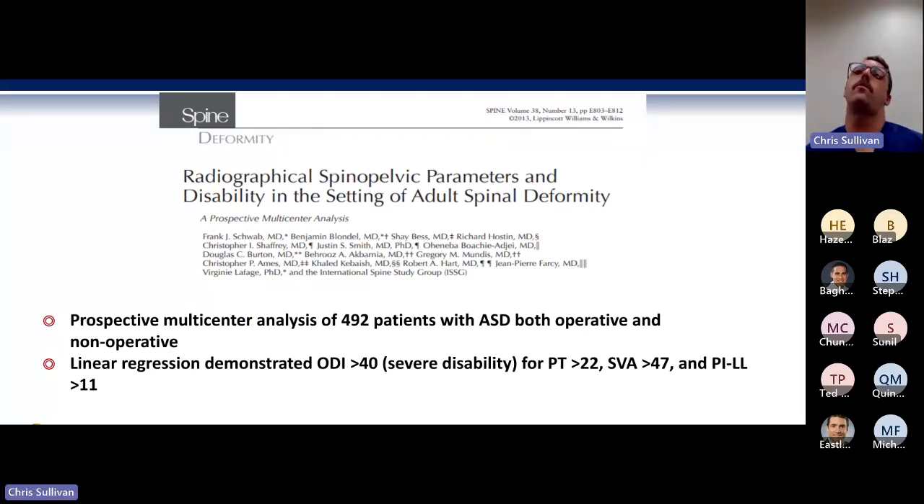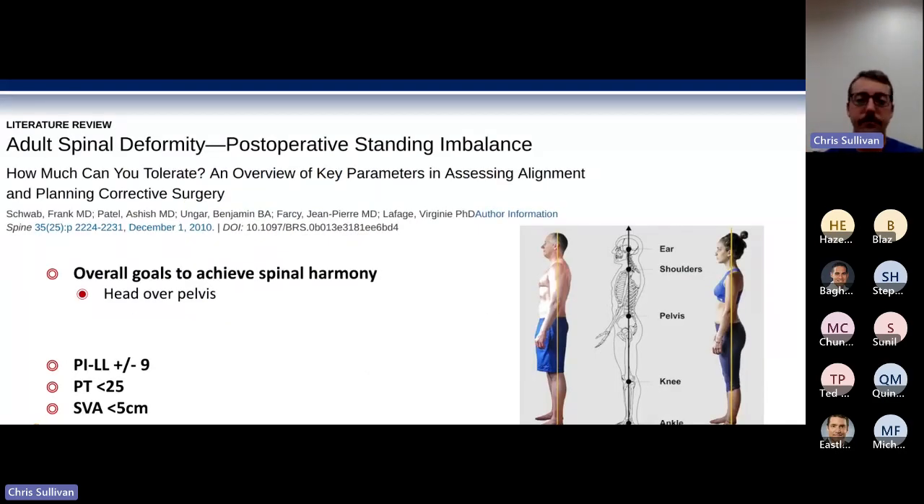But comparing what is normal to what is actually looked at as significant disability. This was a study in 2013 looking at what point patient-reported outcomes represented an ODI greater than 40, which is severe disability, and patients generally reached that point when they had either a pelvic tilt greater than 22, SVA greater than 47, and then a PI-LL mismatch greater than 11. So those are important markers for what causes significant disability.